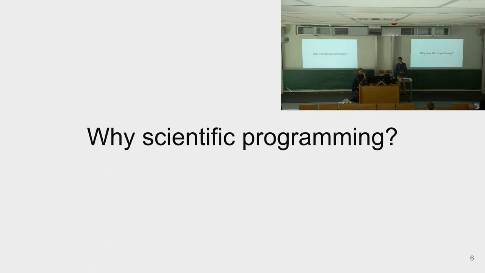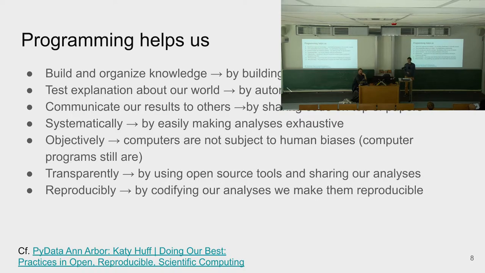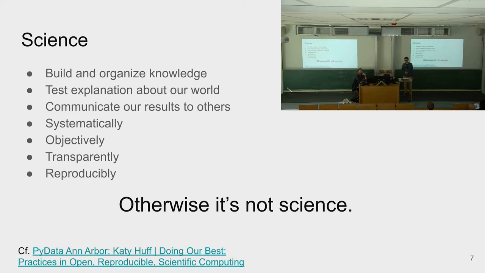Okay, so why are we doing scientific programming at all? We want to be scientists, not software engineers, at least right now. This slide tries to give a maybe non-exhaustive definition of what science tries to accomplish. It's definitely not all, but I hope we can all agree that this is part of what science tries to do. So we try to build and organize knowledge. We want to test explanations about our world, and what's also often underestimated is that we also need to communicate these results to others. And doing all this, we want to do it systematically, objectively, transparently, and reproducibly, and the claim is that otherwise what you're doing is probably not science, so probably something else.